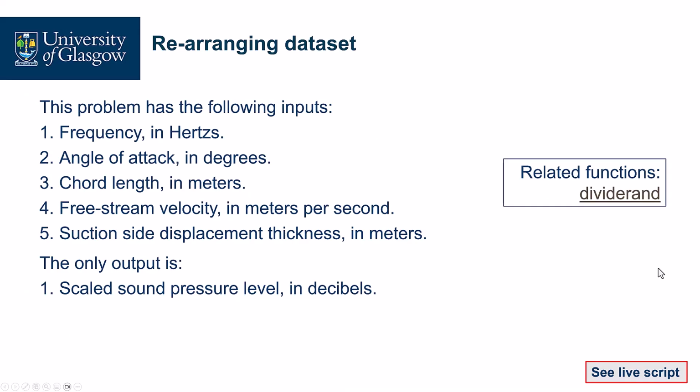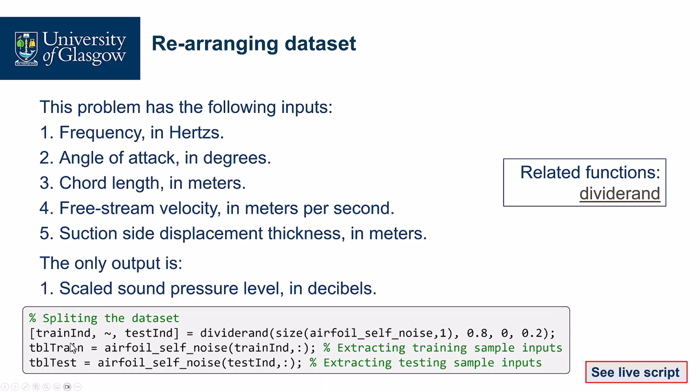Then we will arrange the data set into training and test sets. Here we introduce a new function called dividerand. Normally, we can divide the data set into the training set, the validation set, and the test set, right? More details you can see through this hyperlink. Here, to make it simple, I only make the training data and the test data using this function. So I get the training set and the test set. You can see the live script.